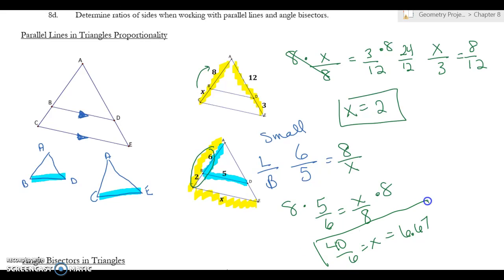So either of those two answers will work, but hopefully you see the difference. The key here is if you have the parallel lines, you have to look at it as the small triangle and then the big triangle and write similarity statements between those. Not similarity statements, but ratios using those.